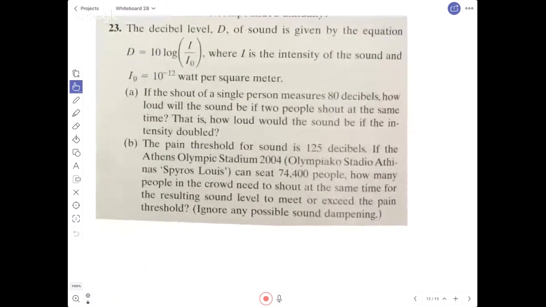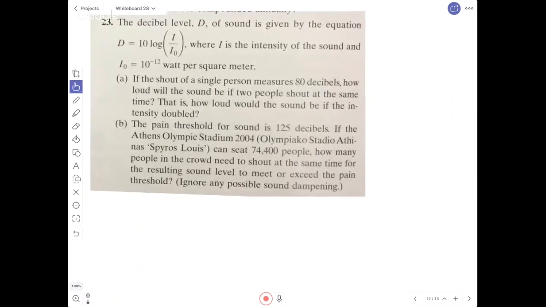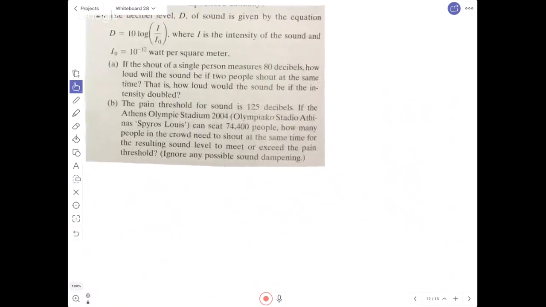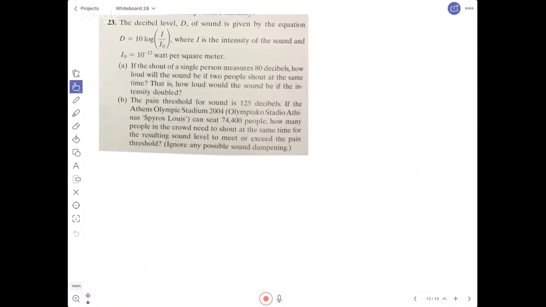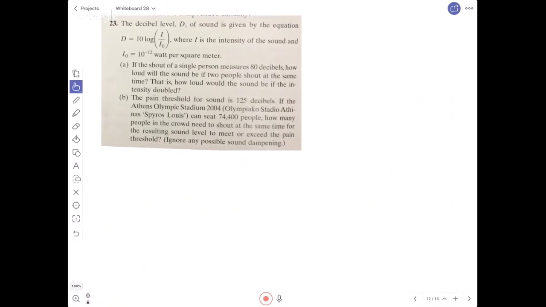Decibels equals 10 log of the ratio I over I naught, where I is the intensity of the sound, and I naught is 10 to the negative 12th watt per square meter. The shout of a single person measures 80 decibels. How loud will the sound be if two people shout at the same time, if the intensity is doubled? So the shout of a single person, I know 80 decibels equals 10 log of I over I naught.